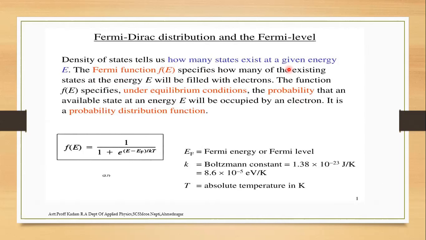It is simply defined as a probability function, the Fermi energy function, which specifies how much of the existing states in an energy level are occupied. So we use the equation F(E), where E_F is the Fermi energy level, k is Boltzmann's constant, a fixed value 1.38 × 10^-23, and T is the absolute temperature.